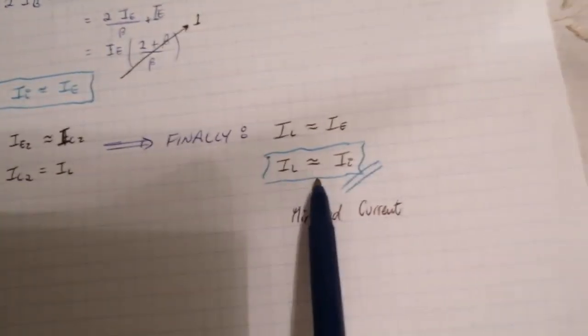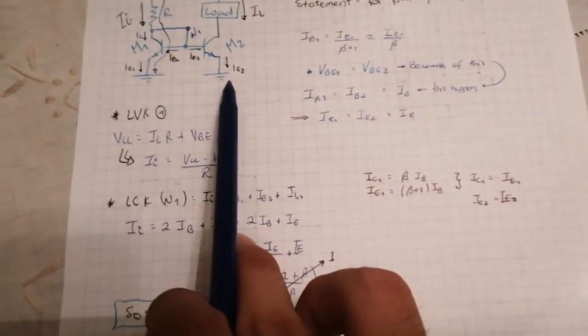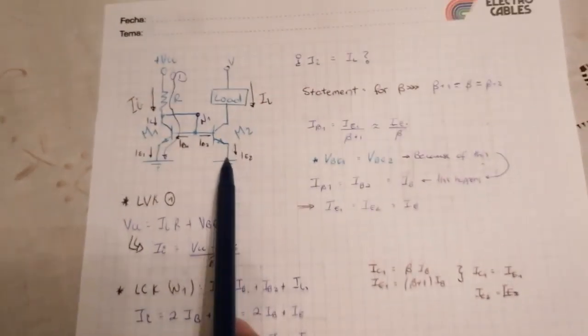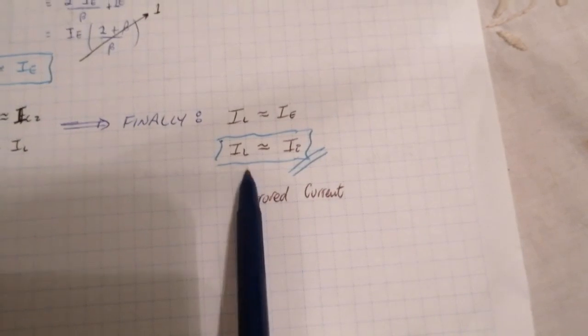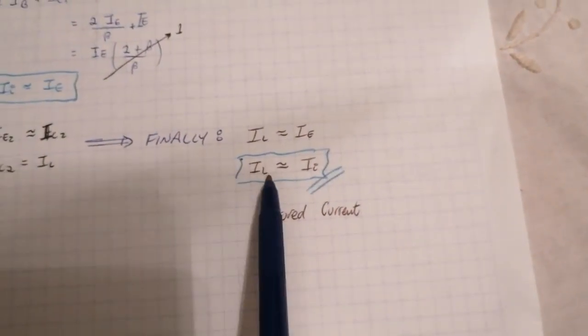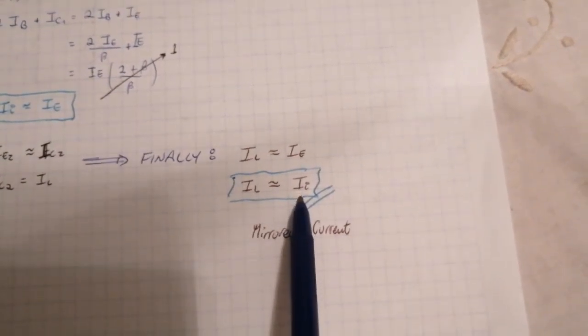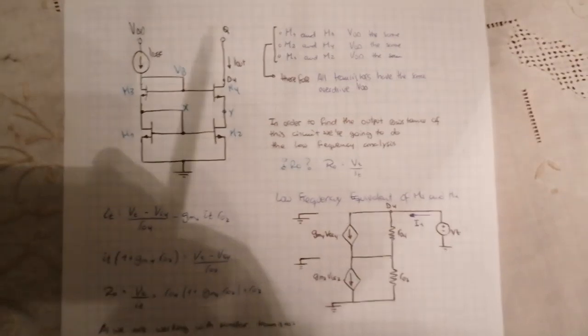And finally, the load current is the same as the emitter 2 current, and this current is the same as the entrance current. So finally we can show that this current mirror is working, because the current in the load is approximately the same as the current at the entrance.